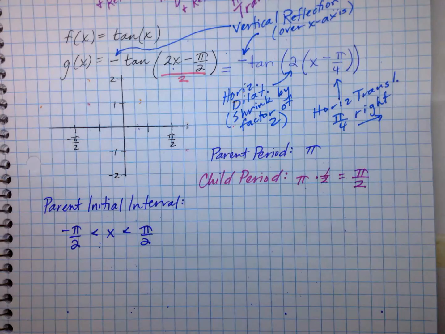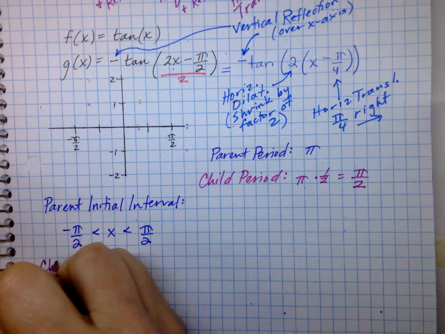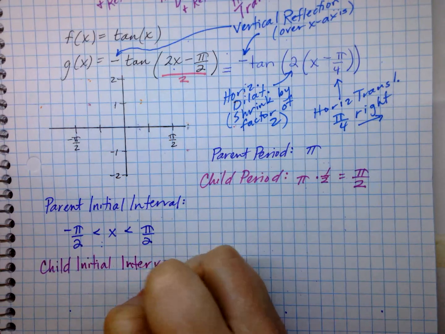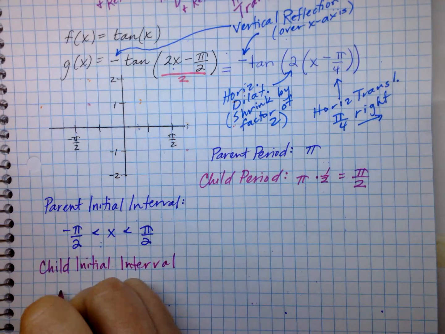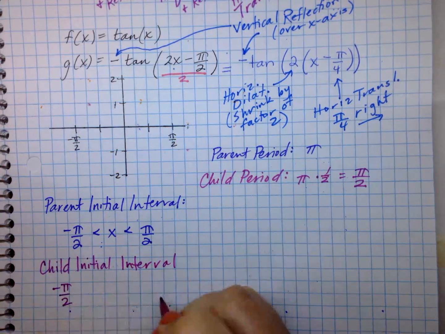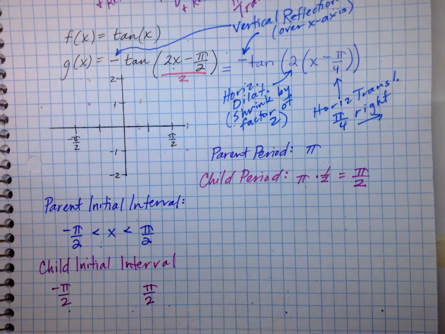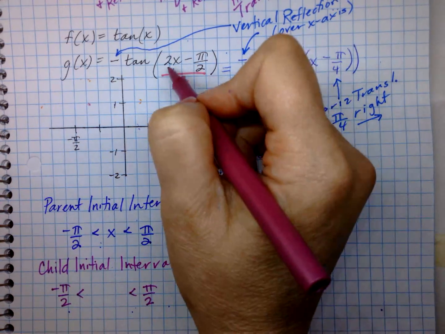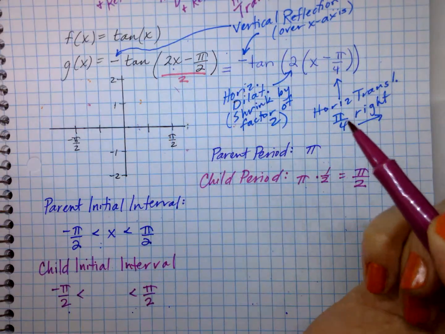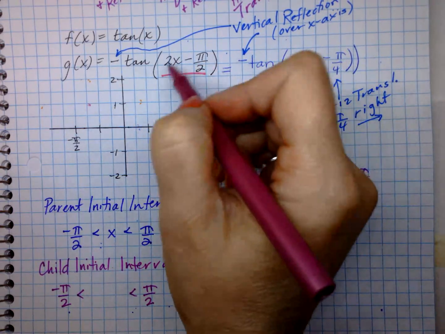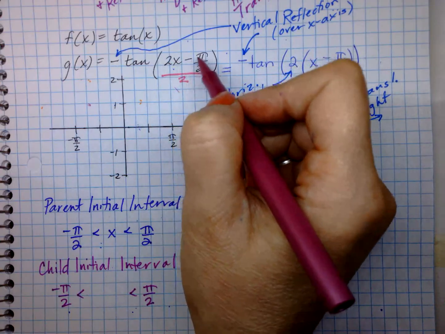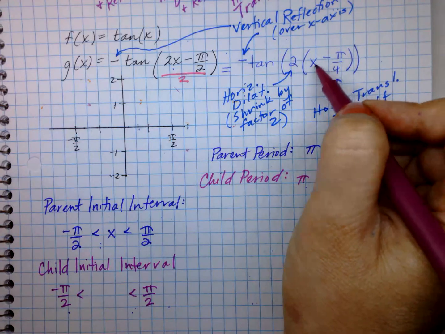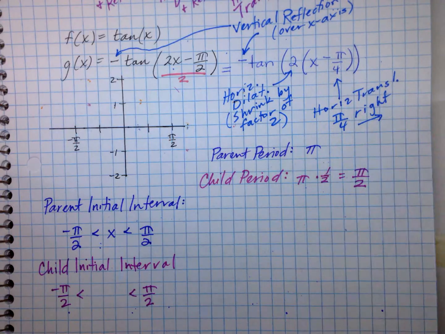Okay, how about the child initial interval? I'm going to take the endpoints of the parent, rewrite them in there, but this time instead of just writing x in the middle, I'm going to write the expression that was in here. And here's the cool thing. You can either write this expression as it originally looked, 2x minus pi over 2, or you can write it in its factored form, 2 quantity x minus pi over 4, and then close your parentheses.